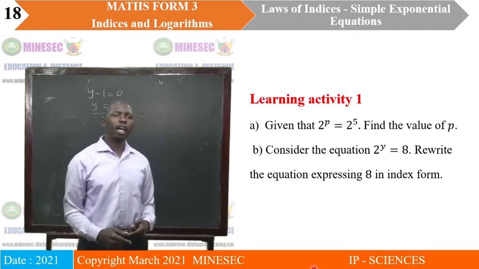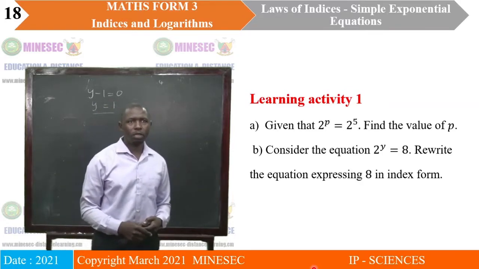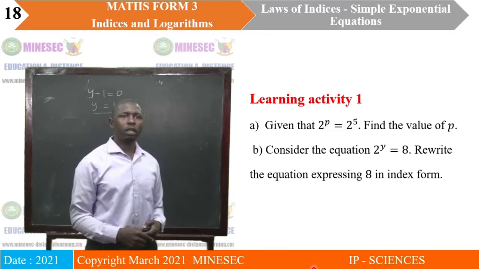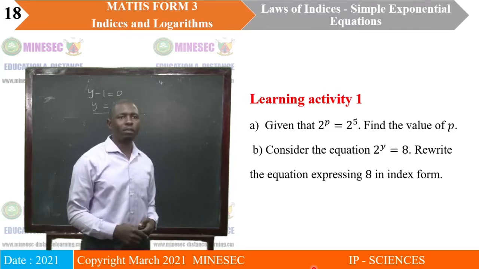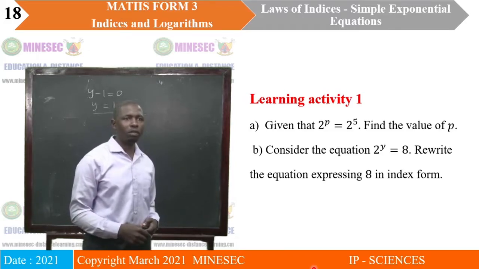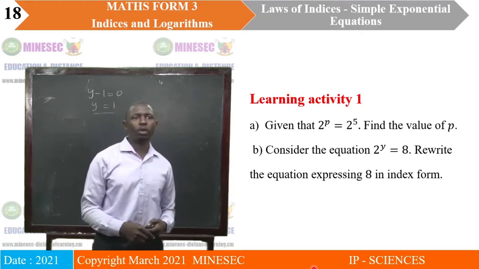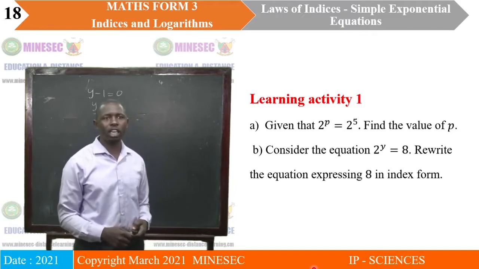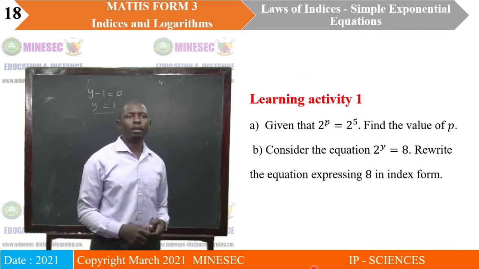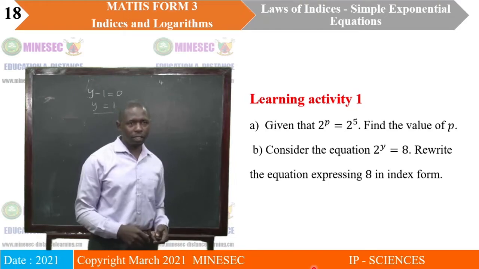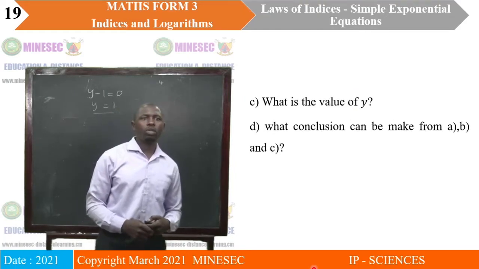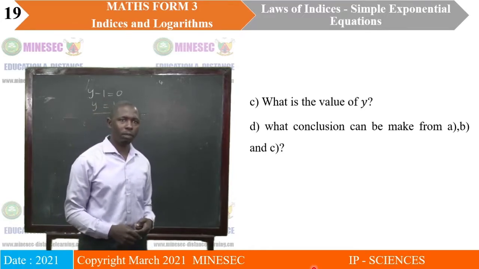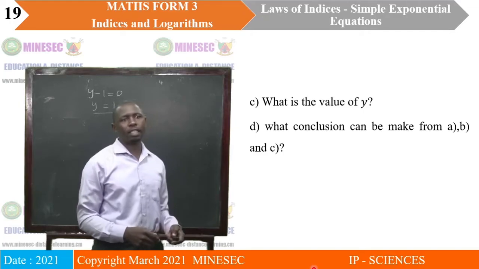So learning activity number one. Given that 2 to the power p is equal to 2 raised to the power 5, find the value of p. And then question b, consider the equation 2 to the power y equal to 8, and rewrite 8 in index form. So what's the value of y? What conclusion can you make from a, b, and c?